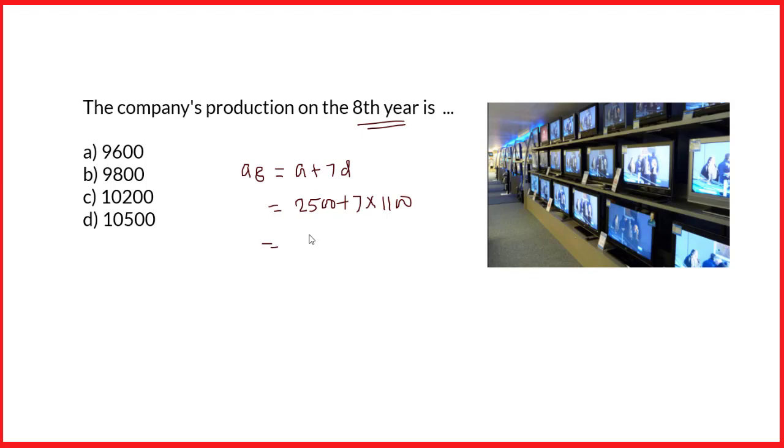And so after solving this, you will get 2500 plus 7700, which, if you add these two, you will get 10,200. So the production on the 8th year is 10,200. So the C option will be the correct option. Now move to the next question.